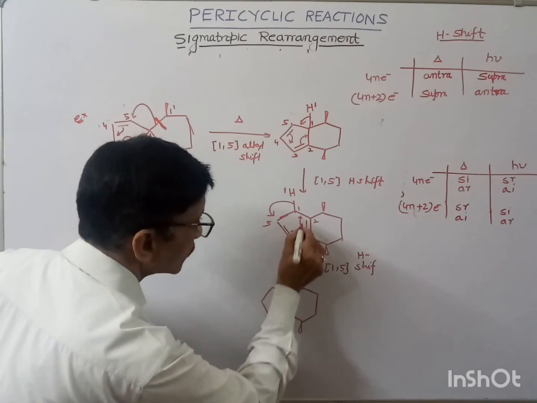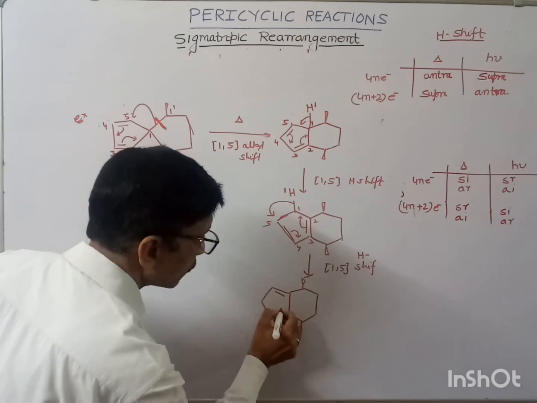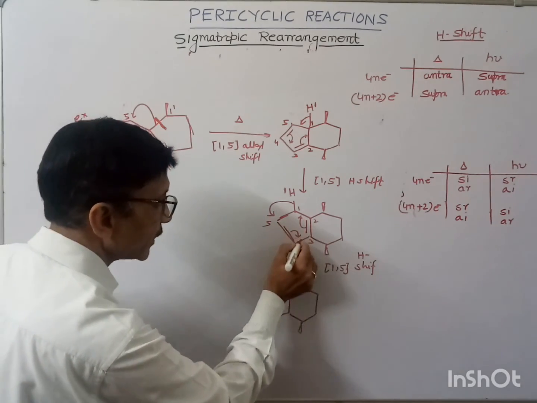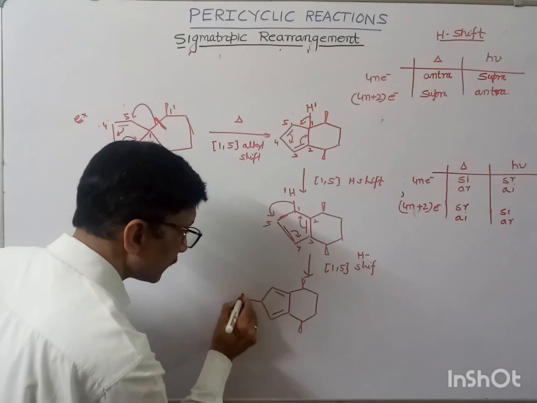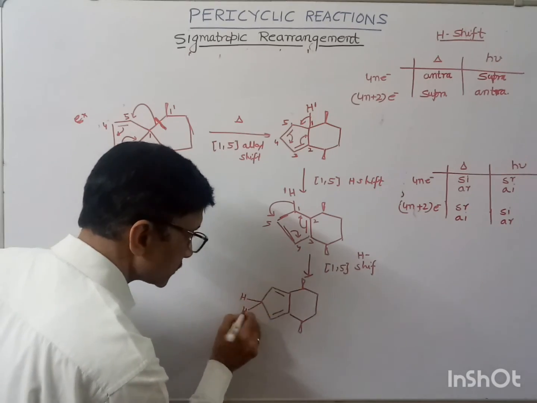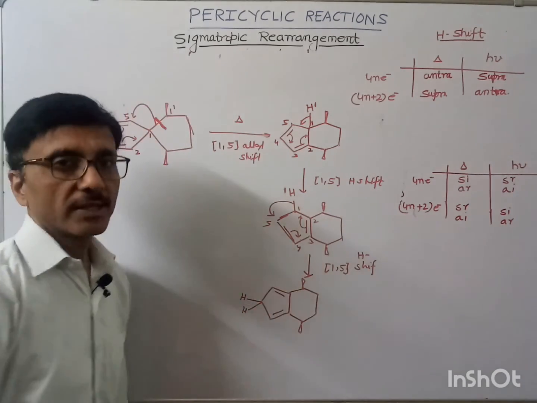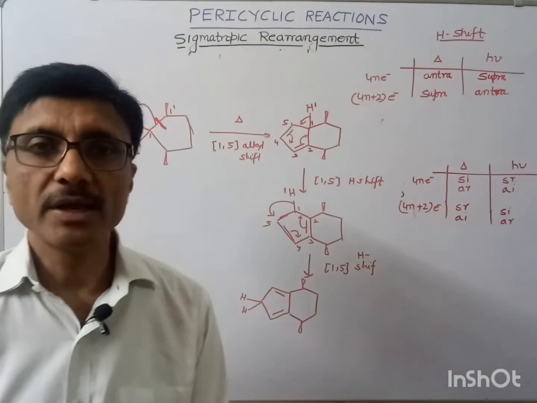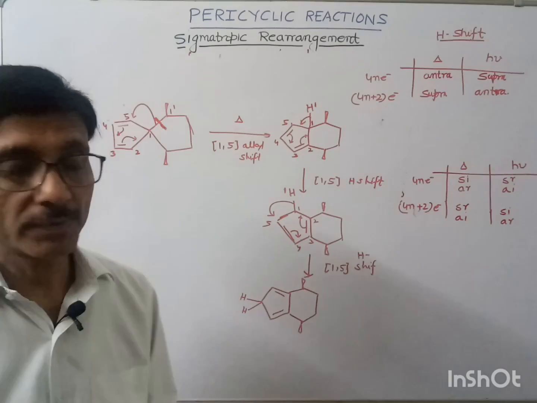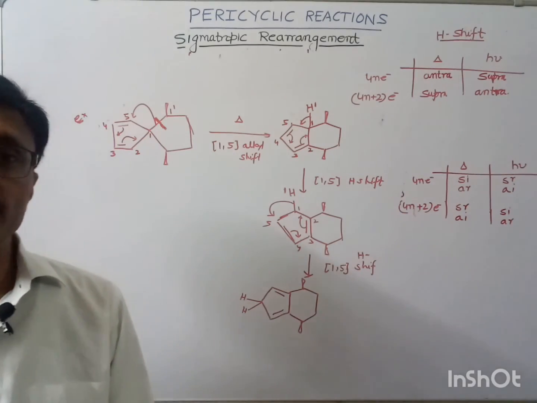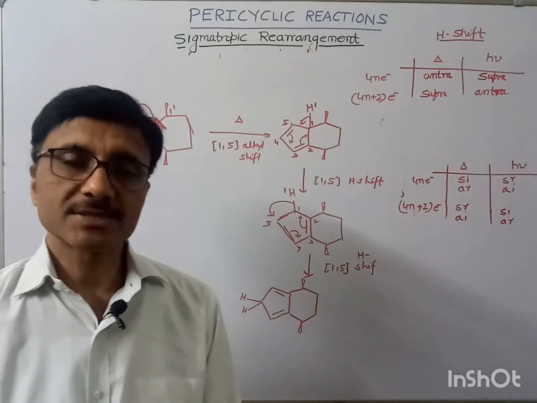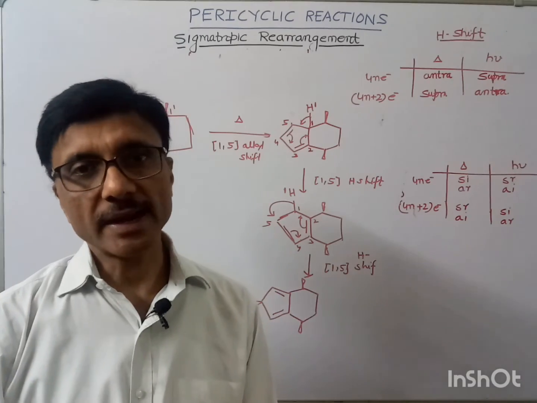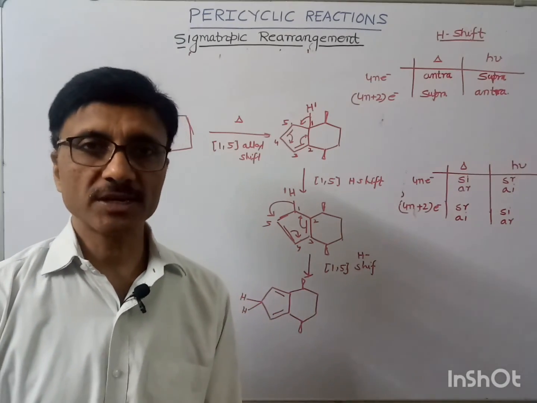Okay. The new double bond is formed over here, and here you will have the hydrogen. Okay, so this is about the 1,3, and this is about the sigmatropic shift, and these are the examples. And in my next lecture I will discuss the Cope rearrangement and various examples of Cope rearrangement. Thank you.